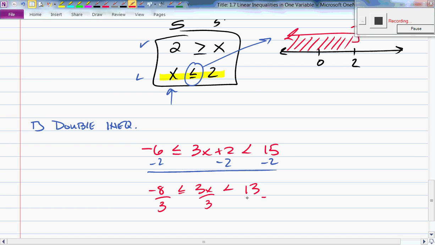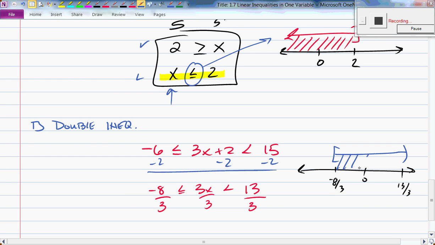Good. So divide by 3. On the number line, here we go. And negative 8 thirds, 0, and then what? 13 over 3. And where is my information? Where do the answers lie? Yeah, in between. Do I use parentheses or brackets? Brackets, but it's closed. Yep, whoops, thanks. Everything in between there.